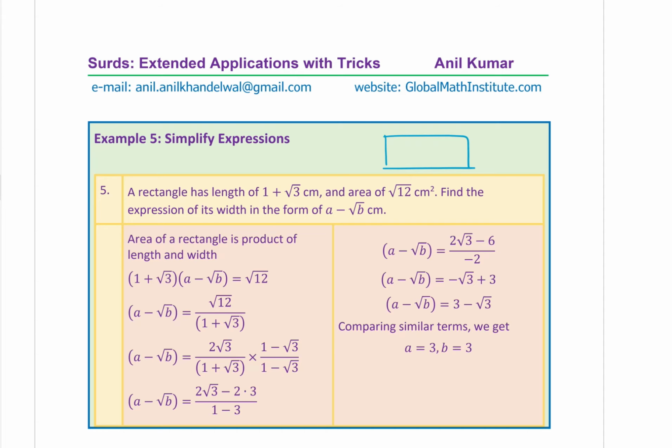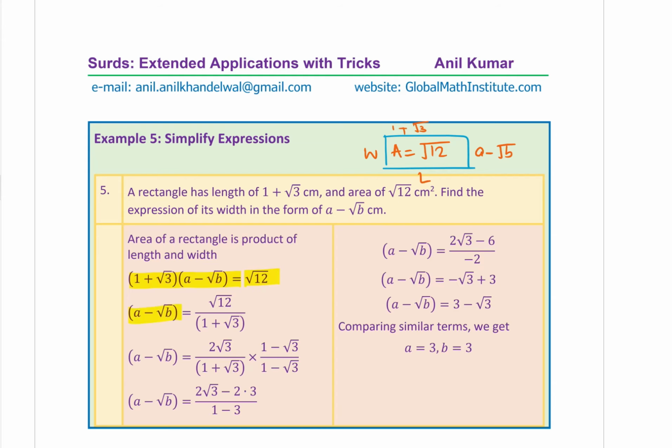So we're given that the length of this rectangle is 1 plus square root of 3. And we want to find the width in the terms of a minus square root of b. And we know that the area is square root of 12. Correct? That is the scenario. So when you multiply length and width, you get area. So that is what we've done here, multiplying 1 plus square root 3 with a minus square root b, equating it to the given area of square root of 12.